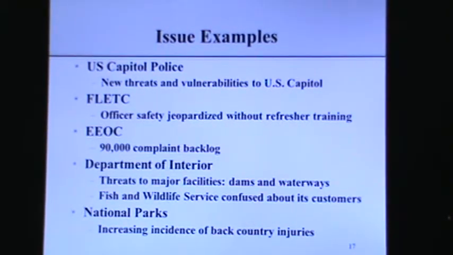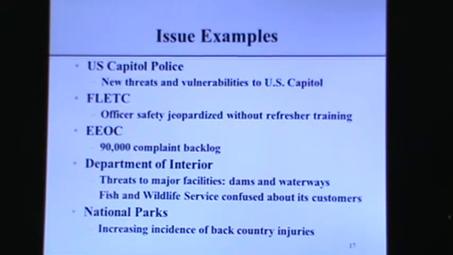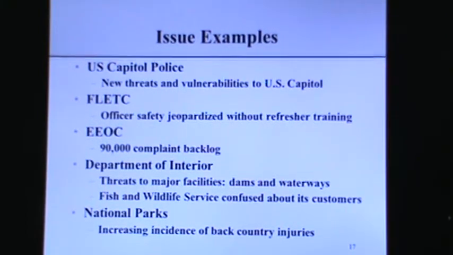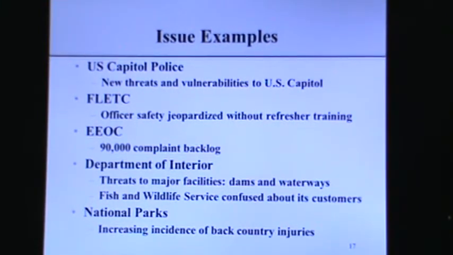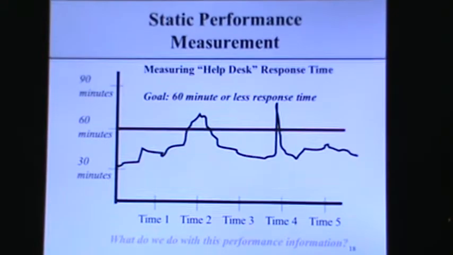Okay, issue examples: U.S. Capitol Police were worried about new threats and vulnerabilities to the U.S. Capitol. That's why they put in the U.S. Capitol Visitor Center. Federal Law Enforcement Training Center in Glynco, Georgia, were focused on officers not getting refresher training and needing refresher training, so they were worried about officer safety being jeopardized. Equal Employment Opportunity Commission had a 90,000 complaint backlog. I can tell you, if you have a 90,000 complaint backlog, you have no other strategic issue. That's your only strategic issue, and so on. So these are just examples.